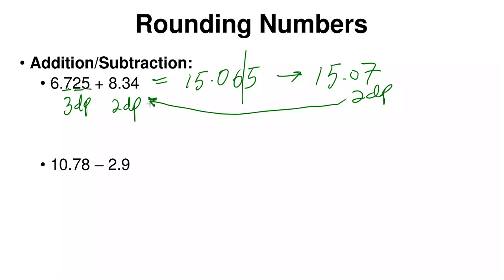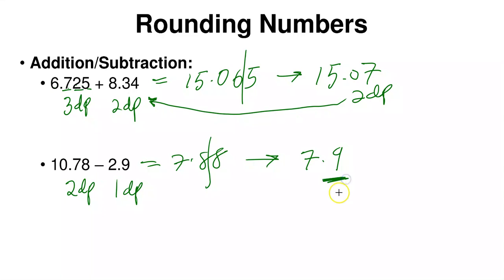The same thing will happen when you're subtracting. If you subtract 10.78 minus this, we're going to have 7.88. But again, we have 2 decimal places here and 1 decimal place here. So what it means is that we're going to drop this 8 to make it 1 decimal place. Since this 8 is greater than 5, we're going to have 7.9. This is now 1 decimal place, agreeing with the number with the smallest number of decimal places. That is how we'll do this type of rounding.